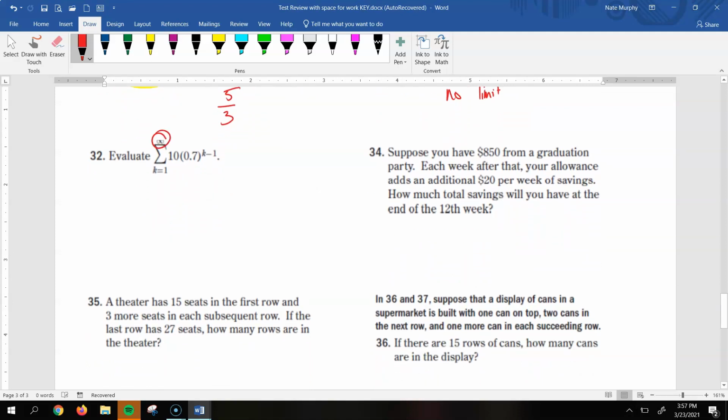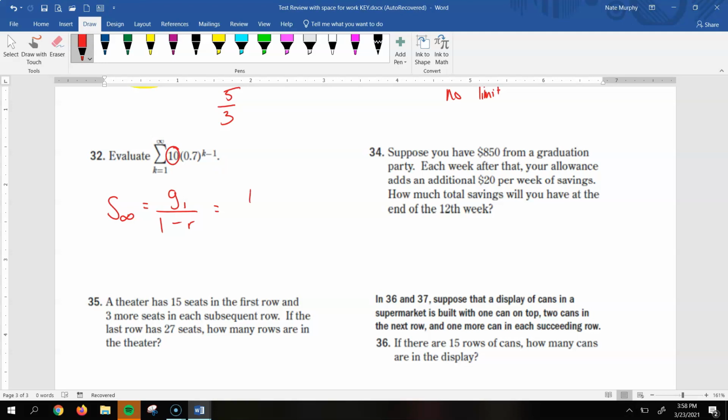Now with number 32, this is an infinite series. The reason why we could tell that is because the top there has the infinity symbol. And so we're trying to find the sum of a geometric infinite series. The reason why I could tell it's geometric is because of the formula that we have there. So remember, to find the sum of a geometric series, we just use this simple formula where we take the first term divided by 1 minus r. Well, the first term is just this 10.